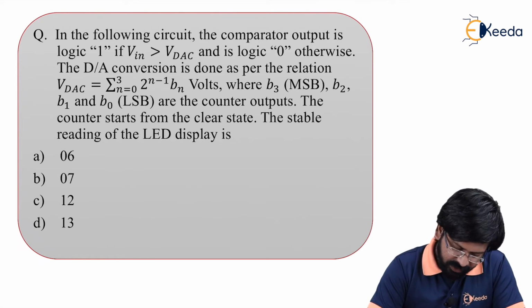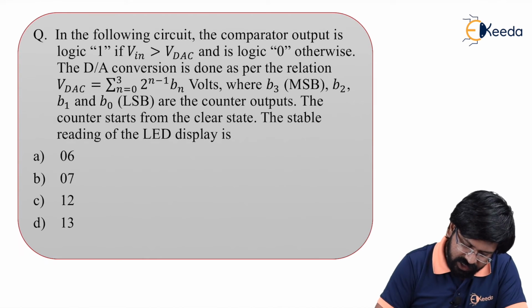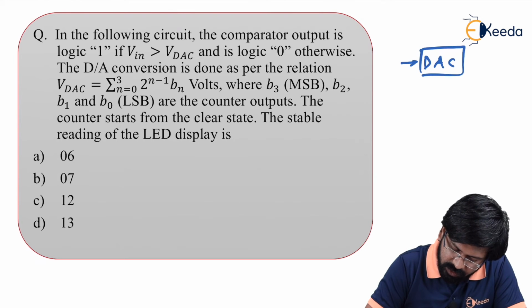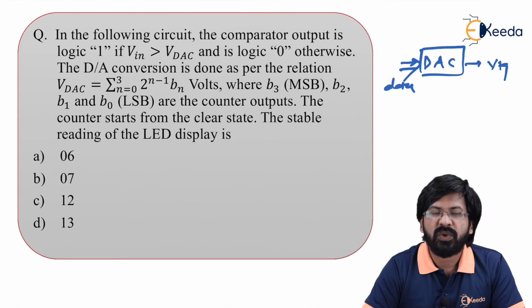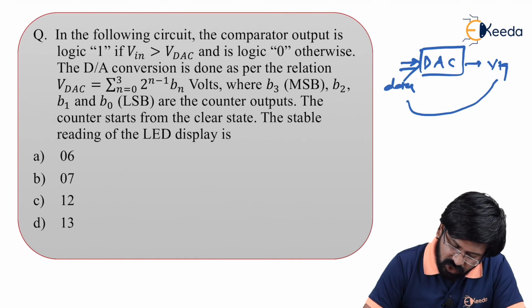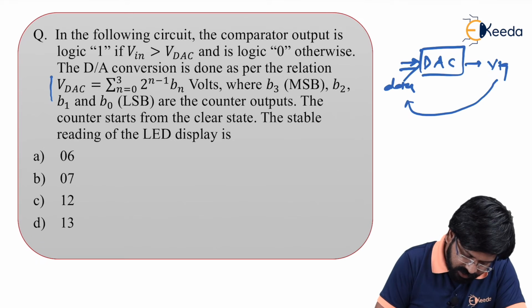D to A conversion is done as per the relation, and they have given you a formula for VDAC. Remember, every DAC takes input as data and gives output as voltage. You have to remember this. So if you want to write a formula related to the DAC, your voltage should be expressed in terms of data. As you can see, a formula is given where voltage is expressed in terms of data.